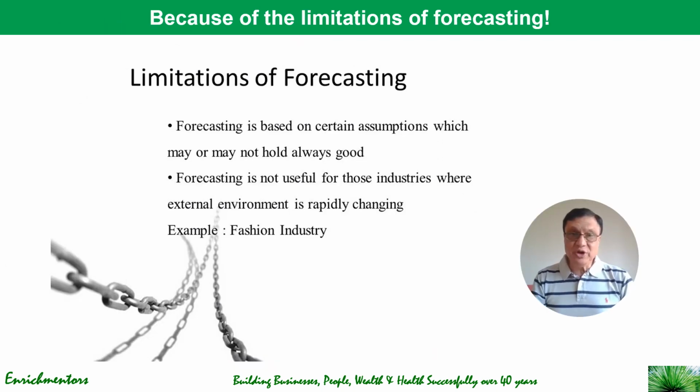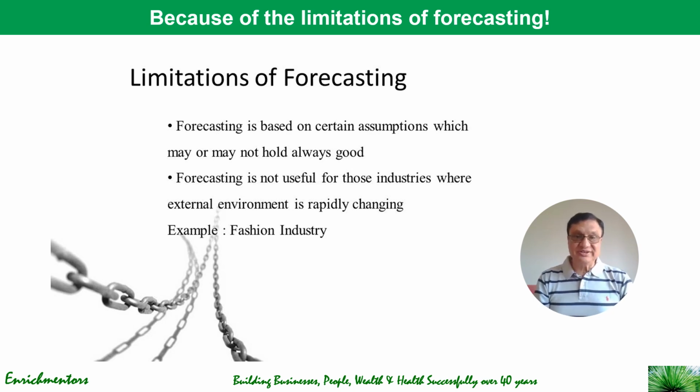Now, this comes because of the limitation of forecasting. Why? What is the limitation of forecasting? See, forecasting is based on certain assumptions which may or may not always hold good, right? And this becomes definitely more challenging when you make assumptions about human behavior, as in behaviors of a society, which is made up of millions of people and their interaction with each other. And these assumptions are likely to go wrong. And that's where you would have errors in your forecasting.